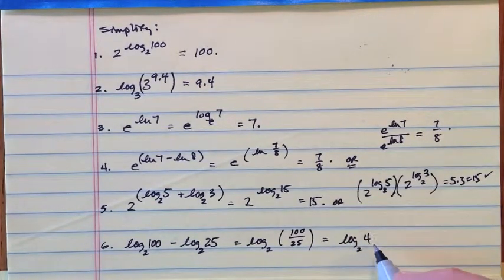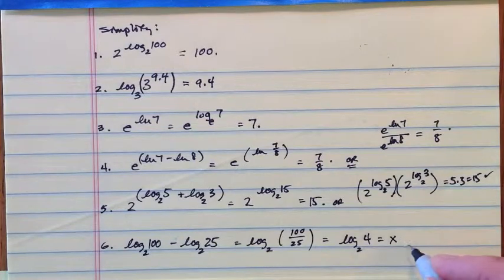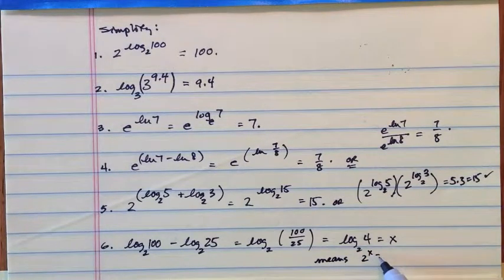Do you see it yet? Log base 2 looks at this number and says, what power of 2 are you? In case you don't see it, try rewriting it in exponential form. Say that's x. This would mean that 2 to the x is 4. I know what that is. 2 to the x is 4. x has to be 2, because 2 to the 2 is 4.